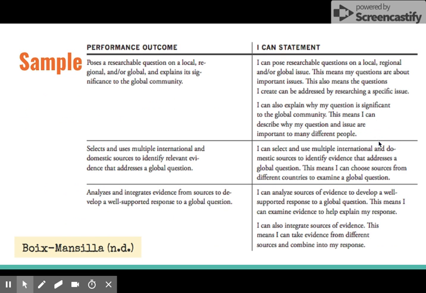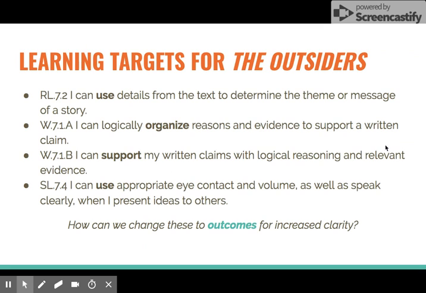So here are some more samples of learning outcomes. I liked this one: I can pose researchable questions on a local, regional, and or global issue. Notice that they all have actionable verbs, right? Pose questions, select, analyze, integrate sources. So I wanted us to take a look at our own learning targets, as we call them, and see if they are actionable and measurable. Do we have higher order verbs?